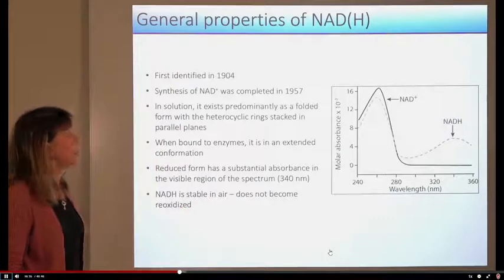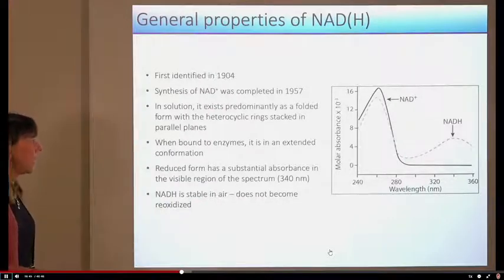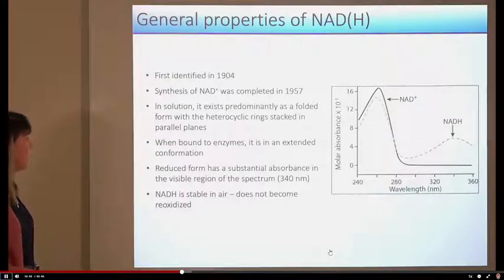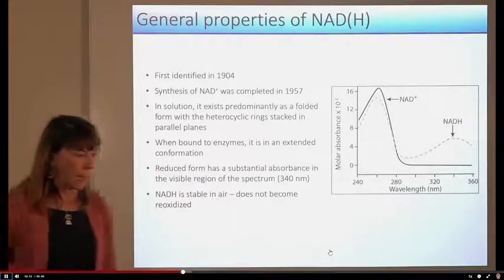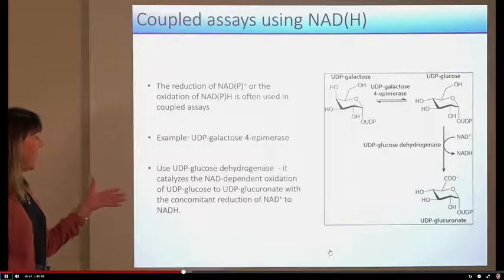Some of the general properties of NAD and NADH, we've already talked about when we talked about assays. So it's not really that important to go through this again, but just remember that NADH or NADPH has a good absorbance at around 340 nanometers, and that is often used in these coupled assays. And here's another example of these coupled assays.